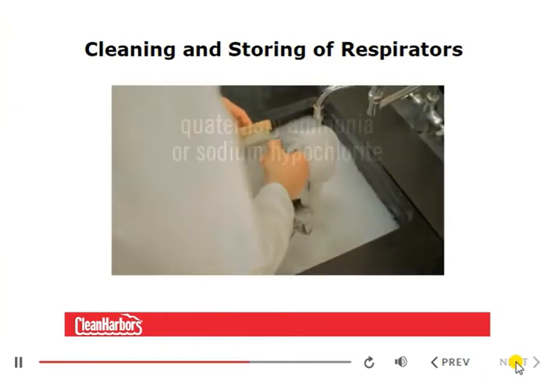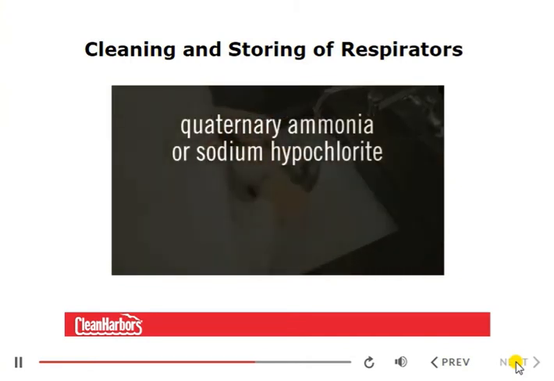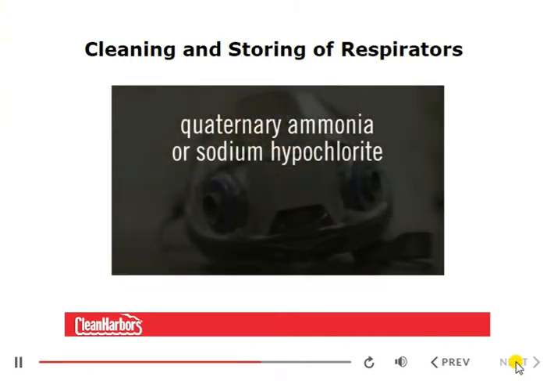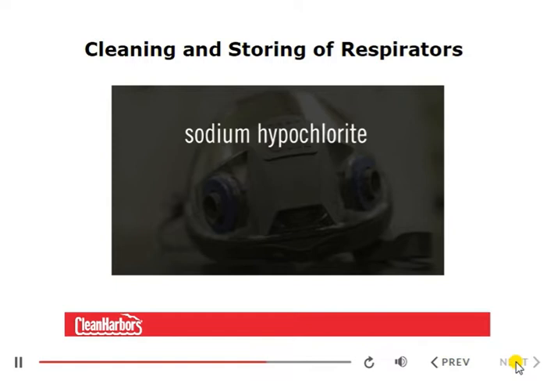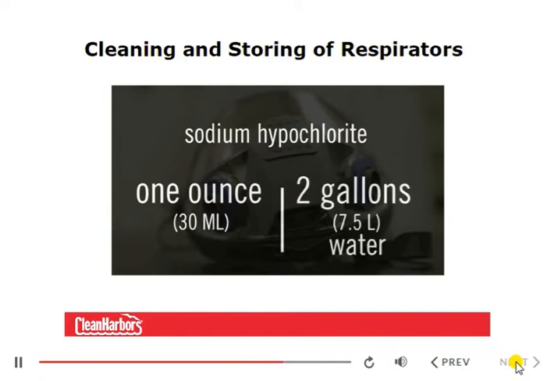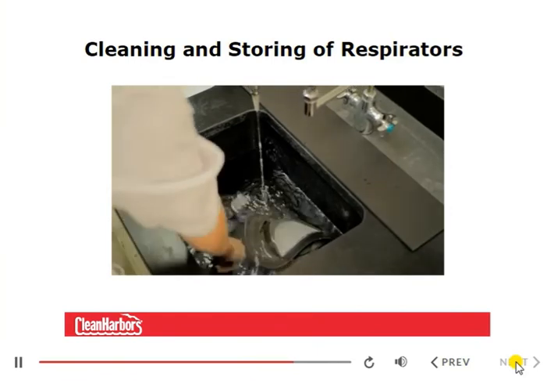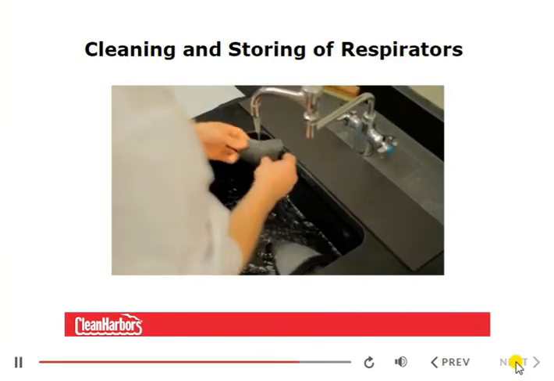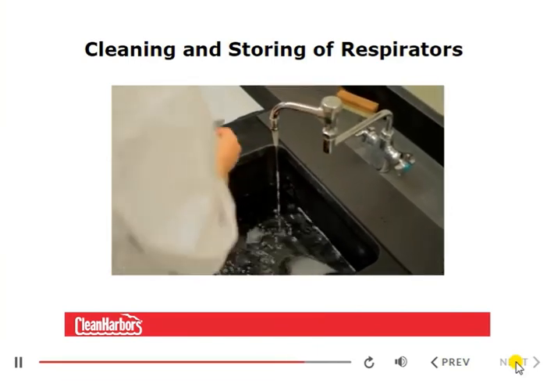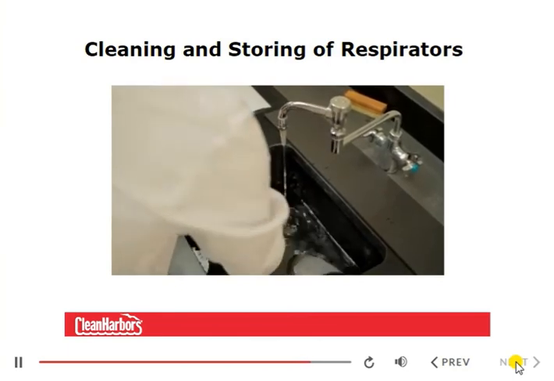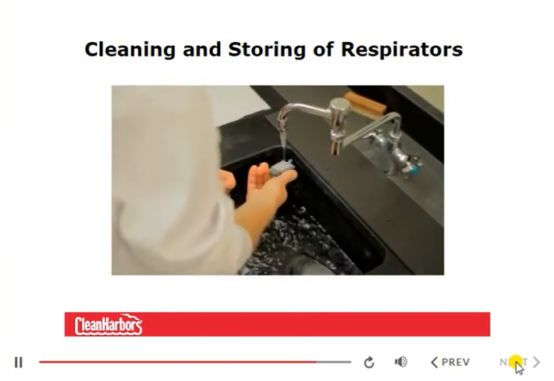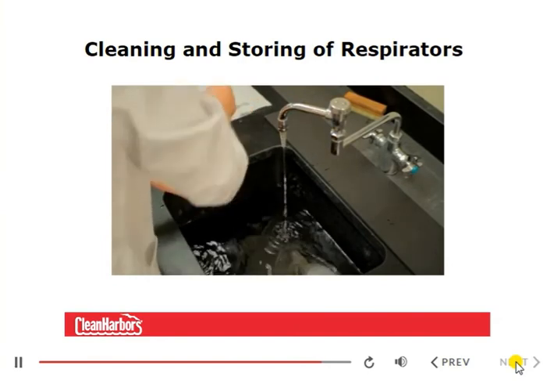Disinfect the facepiece by soaking it in a solution of quaternary ammonia disinfectant or sodium hypochlorite, 1 ounce, 30 milliliters household bleach in 2 gallons, 7.5 liters of water, or other disinfectant. Next, you'll rinse the facepiece in fresh warm water, then air dry it in a non-contaminated atmosphere. Do not replace the nose cup until the facepiece is completely dry.